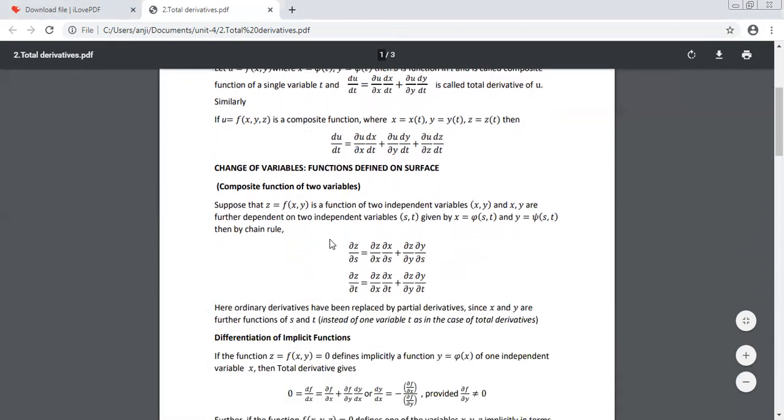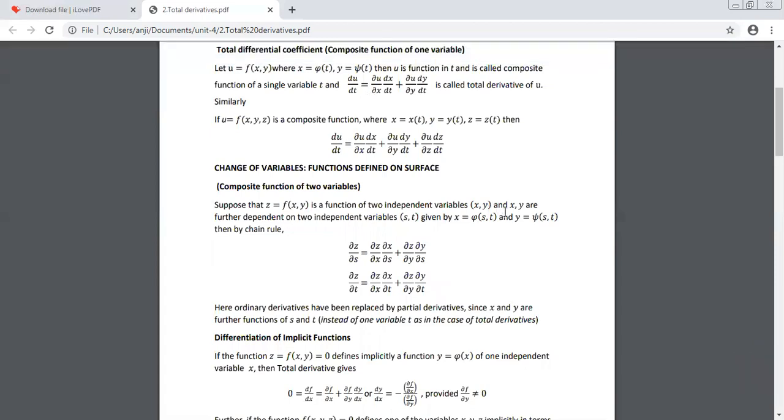Suppose that z equals f of x comma y is a function of two independent variables x comma y, and x comma y are further dependent on two independent variables s comma t, given by x equals phi of s comma t and y equals psi of s comma t. So firstly, z is in terms of x and y, right?